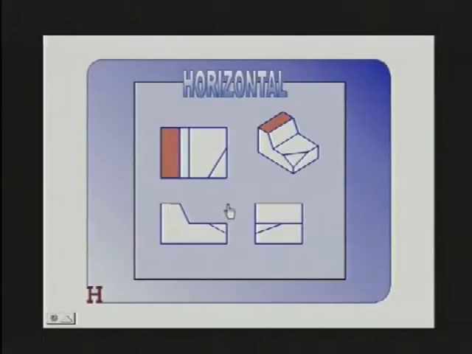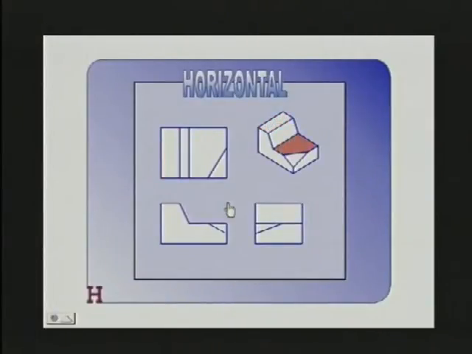Keep in mind that all horizontal surfaces always appear true size and shape in the top view, and all horizontal surfaces also always appear as edges in the front and side views. Here's another horizontal surface that's been shaded. By now, I hope that you can guess where this one will appear when I shade it in the 3 orthographic views. There it is, true size and shape in the top view, and it shows up as an edge or as a line in the front and in the right side view.